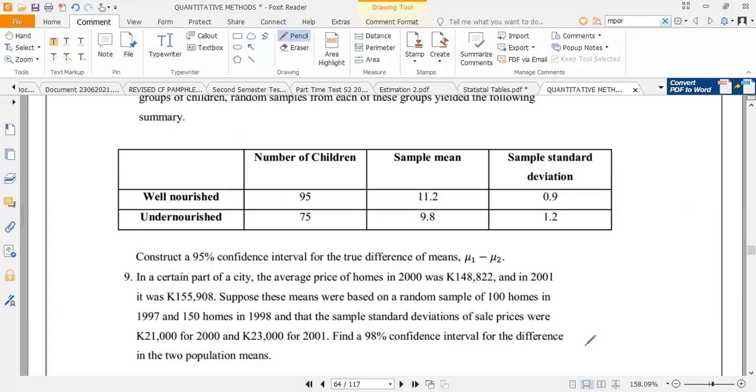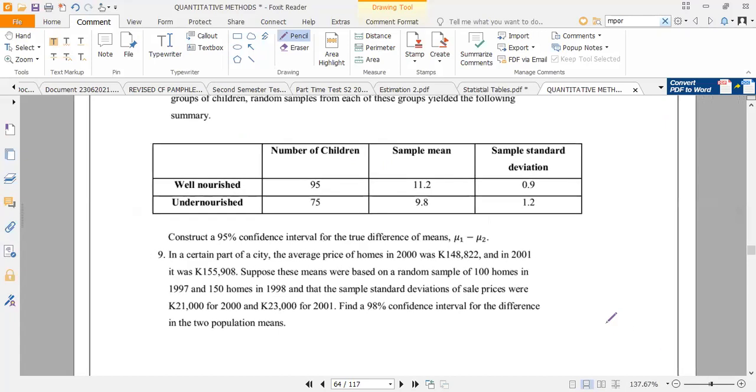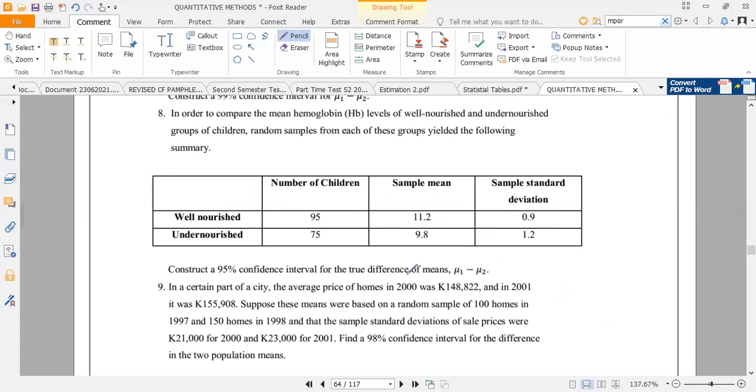So an exam type of question would come like this. We have well-nourished and undernourished children. The number of children here is what? 95, and here is 75. The mean is what? 11.2 and 9.8. The standard deviation is 0.9 and 1.2. We are asked to calculate a 95% confidence interval for mu1 minus mu2. This is 10 marks. Can you fail to answer this question?